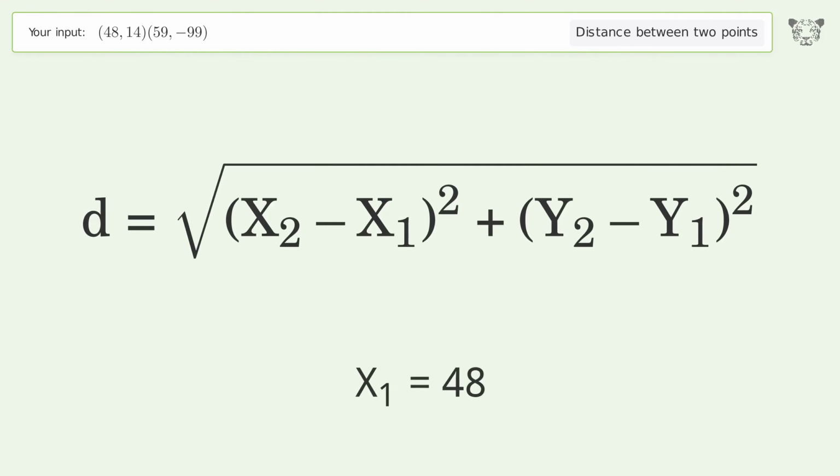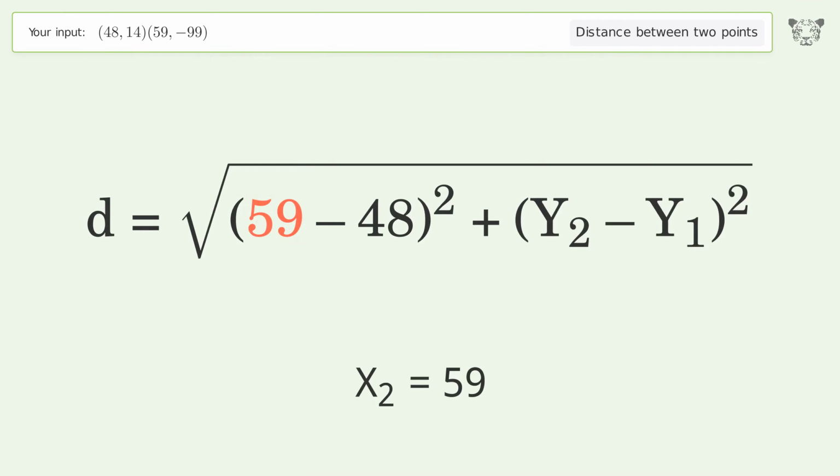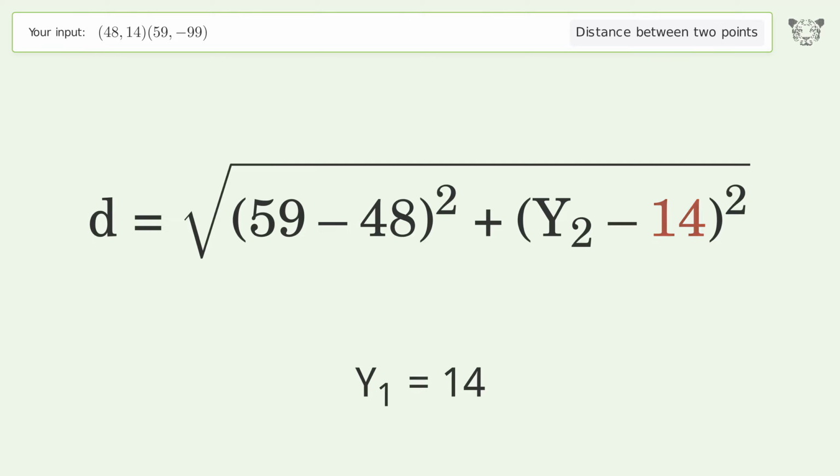x1 equals 48. x2 equals 59. y1 equals 14. y2 equals -99.